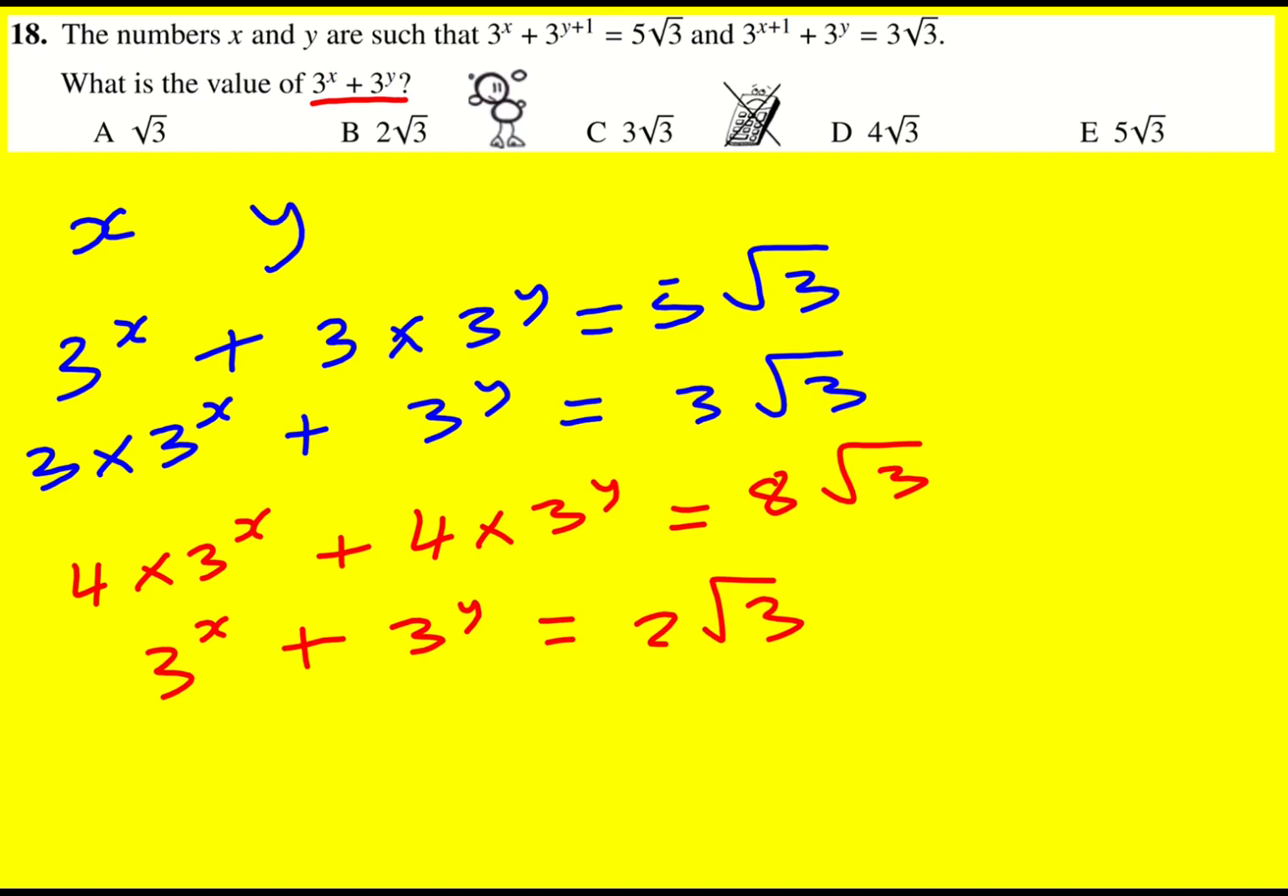So something that looks very, very challenging, actually not so bad if we separate the powers and then just treat it like we do with normal simultaneous equations.